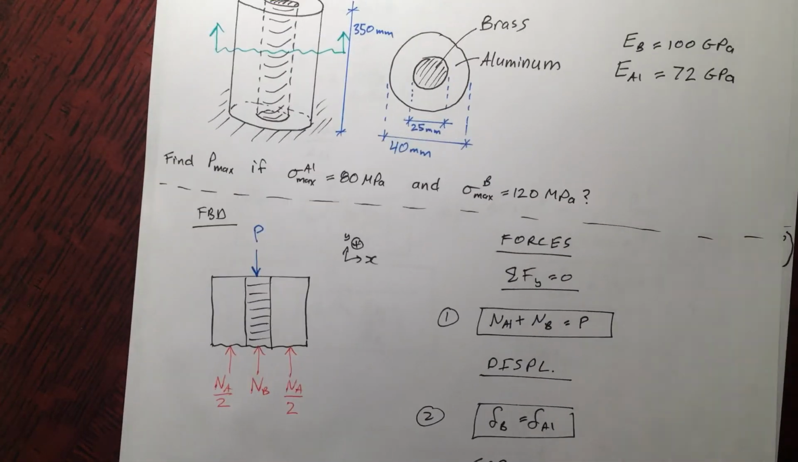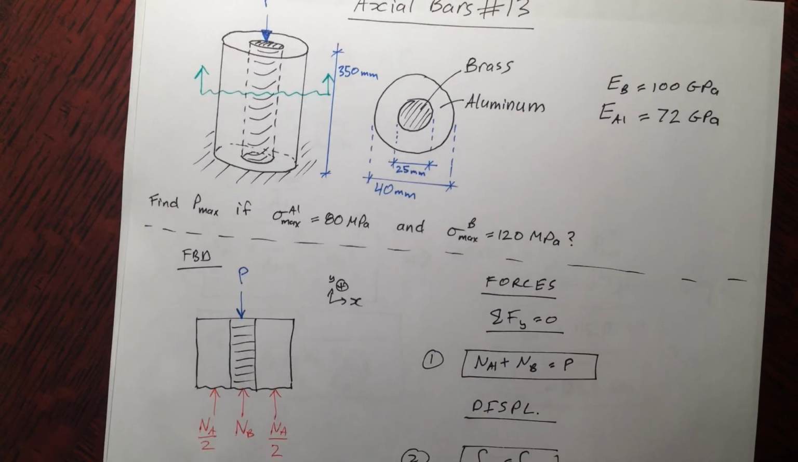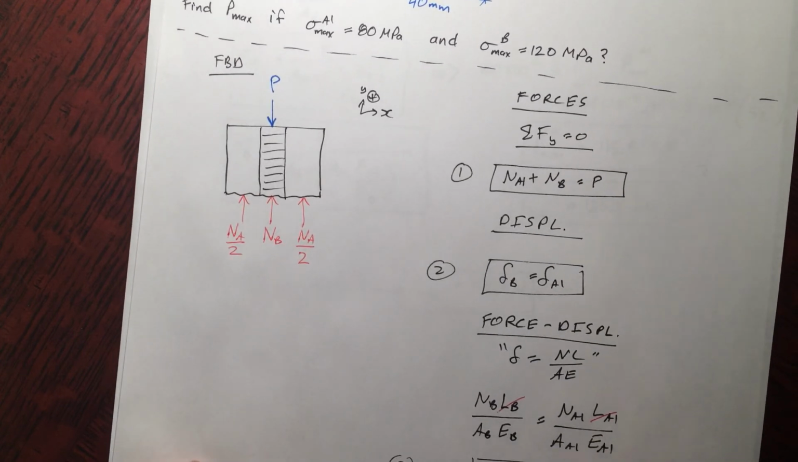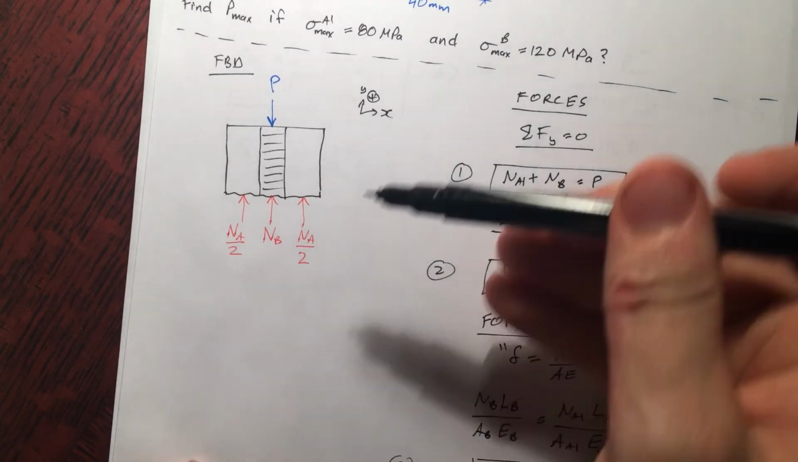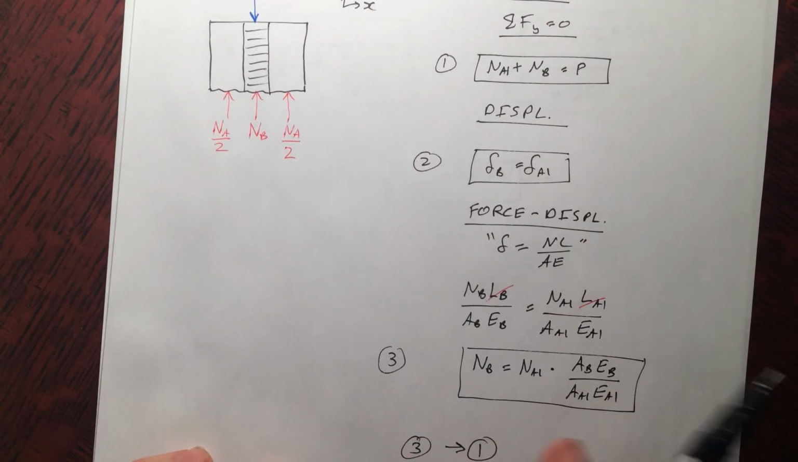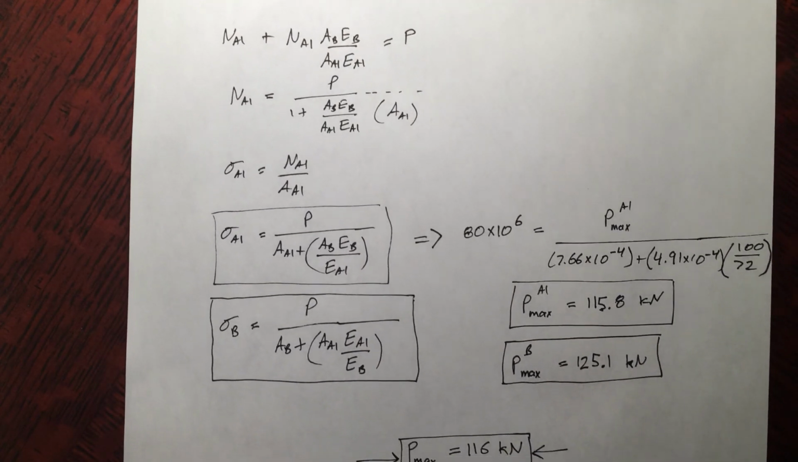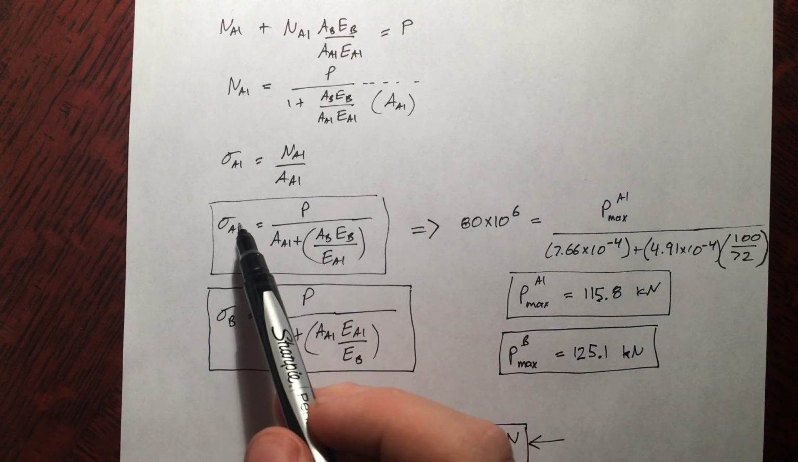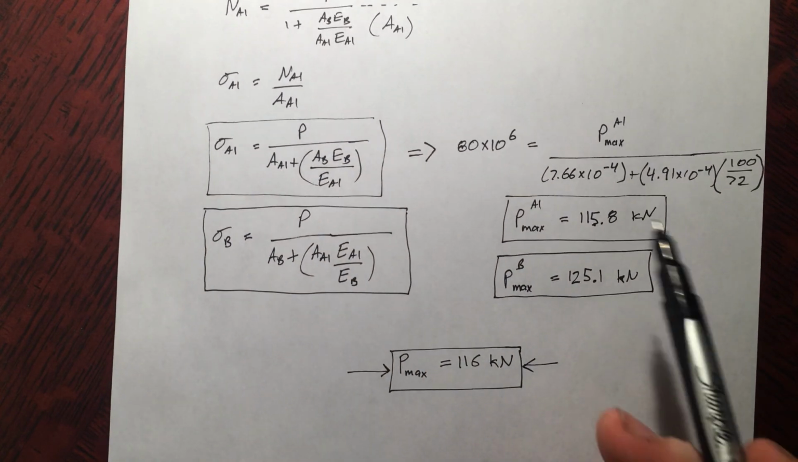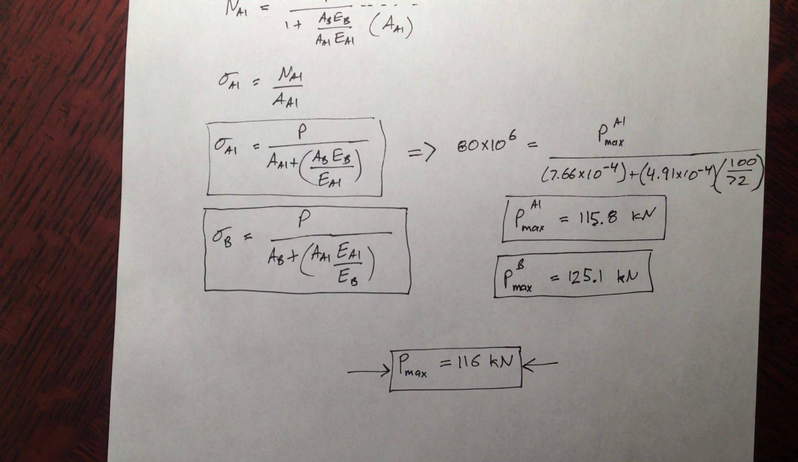So in a quick recap for this video, we had this initial problem here. We realized it was statically indeterminate. We did our forces, relatively straightforward. The displacement was equal because each one of these materials compresses the same amount if you push it down. Then we went through and solved for both of those equations. And then we realized that Pmax occurs at the same time as sigma max. We solve for maximum values in each material, and then pick the lowest one as the greatest P that could be applied to this thing without it going into failure.